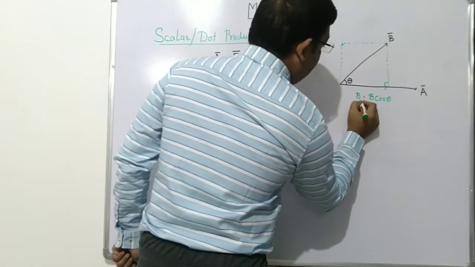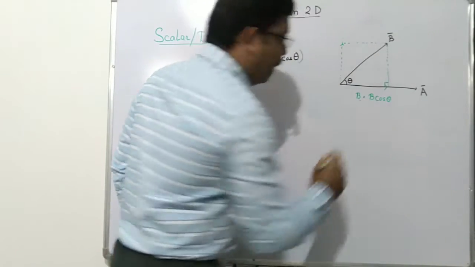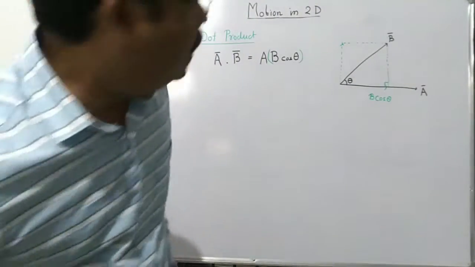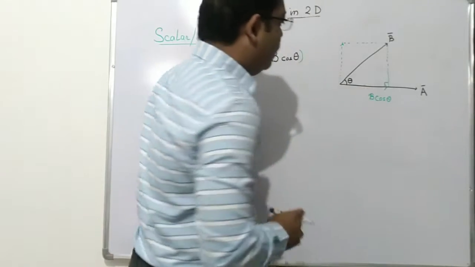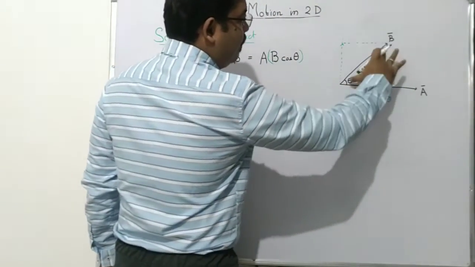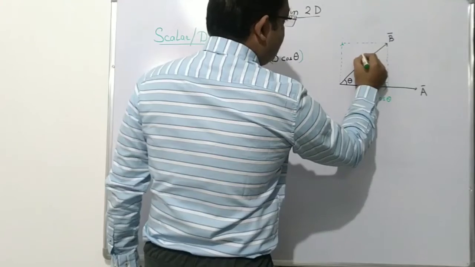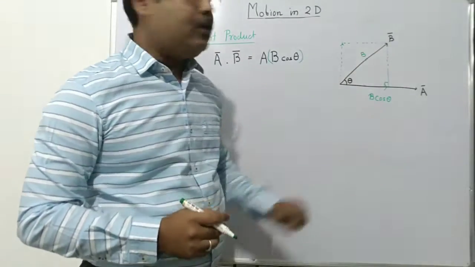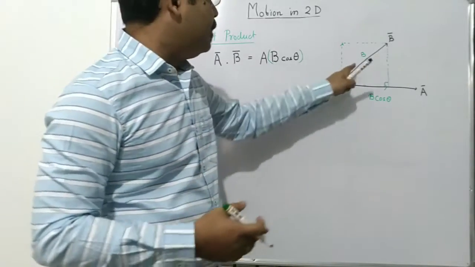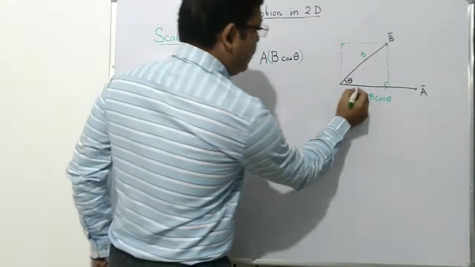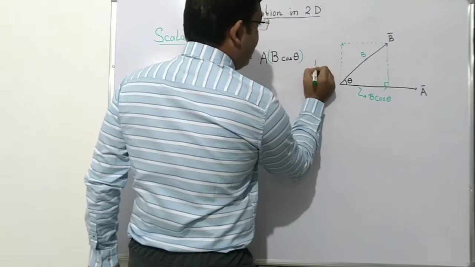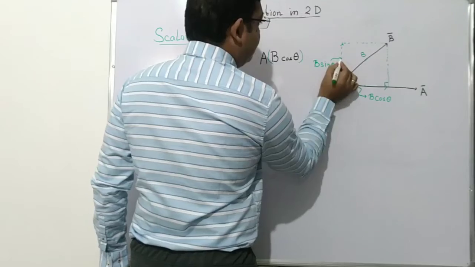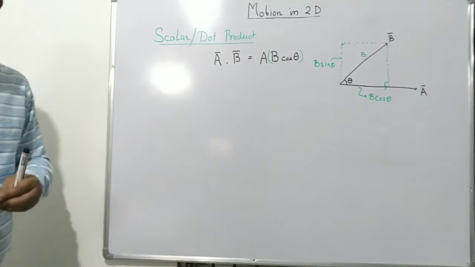Let's just say this length is B cos theta, this particular length. Why? Because this length divided by this length, which is nothing but length B, gives us cos theta. So just the cross multiplication gives us this length as B cos theta. Similarly, this length will be B sin theta, right?